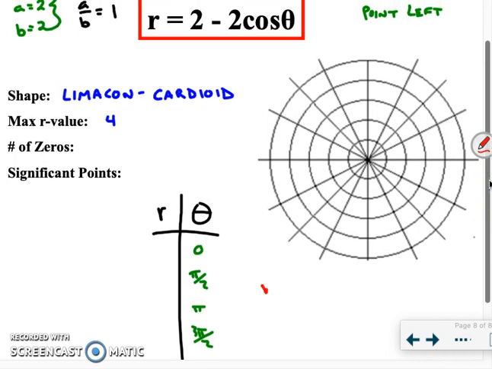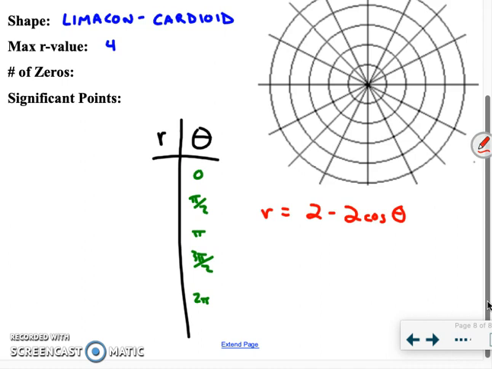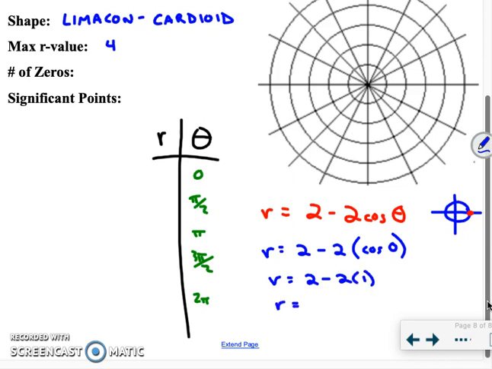So what we're plugging into, if R is equal to 2 minus 2 cosine theta, we're going to literally do this problem 5 times with 5 different theta values. So we're going to say that R is equal to 2 minus 2 times the cosine of 0. Remembering your unit circle, the cosine of 0 is going to be positive, so R is equal to 2 minus 2 times 1. We know that 2 times 1 is 2, so we're looking at 2 minus 2. So now I know that R is equal to 0.